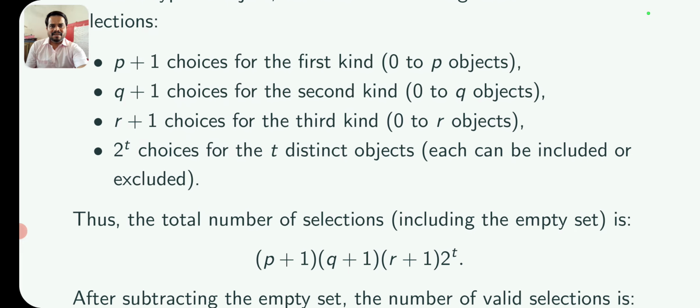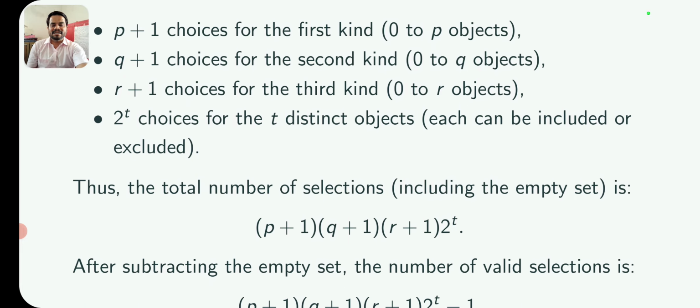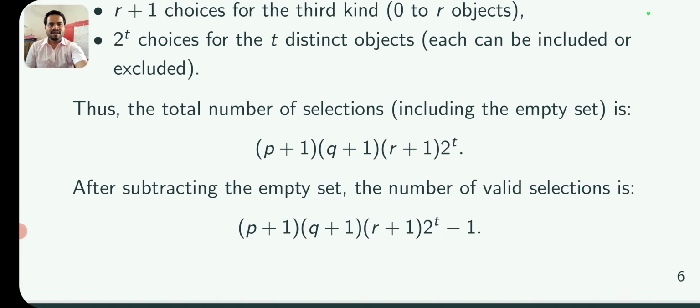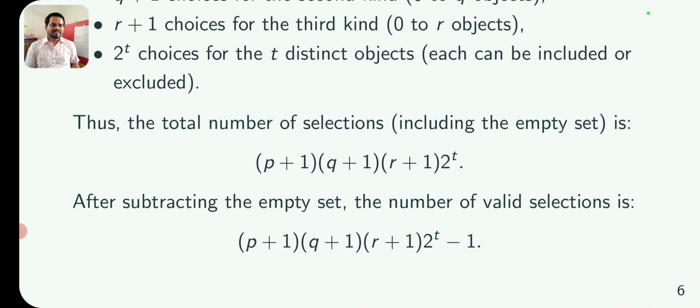Yes, and thus the total number of selections of these elements including an empty set is given by (P plus 1)(Q plus 1)(R plus 1) into 2 raised to T. After that, you can subtract the empty set, and we get the required result. So this is the result: (P plus 1)(Q plus 1)(R plus 1) into 2 raised to T minus 1.